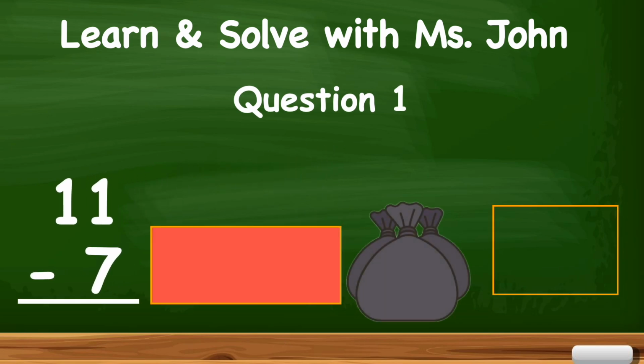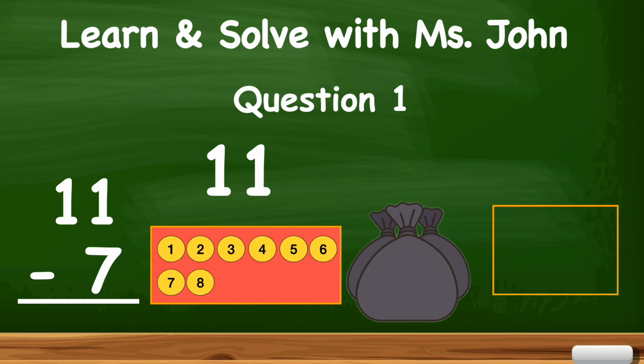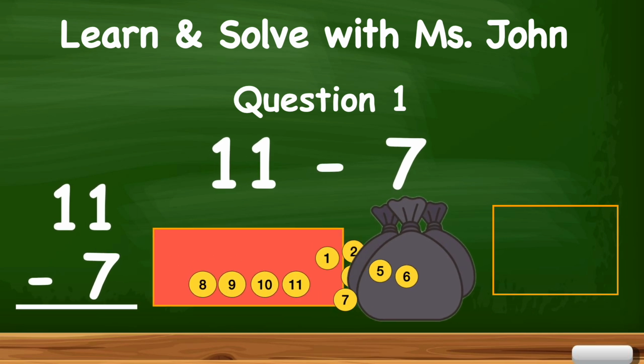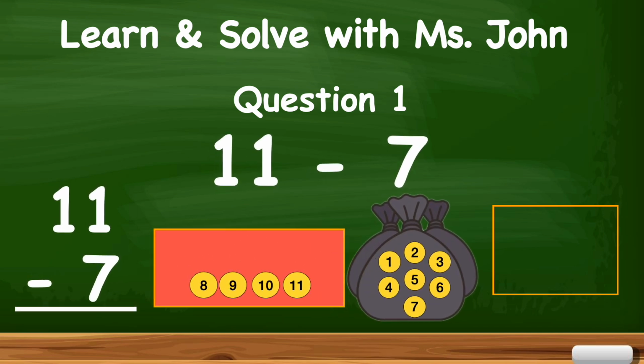On top of the first box, we're going to write the number 11. Then we're going to place 11 dots in the first box. 1, 2, 3, 4, 5, 6, 7, 8, 9, 10, 11. On top of the garbage bags, we're going to write the number 7. When subtracting, we're going to take away. So we're going to throw away 7 dots from the first box into the garbage bag to represent 11 minus 7. 7 dots have been thrown away.